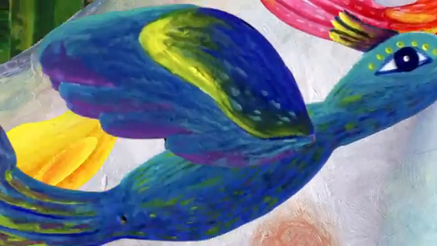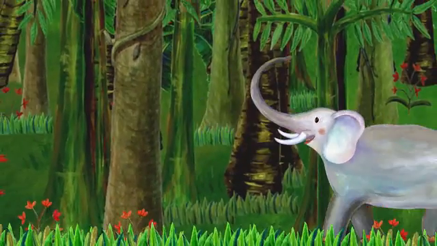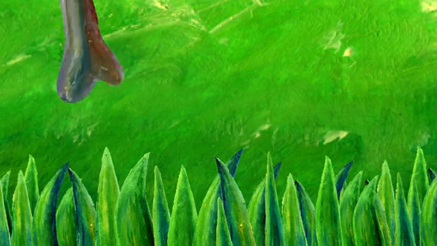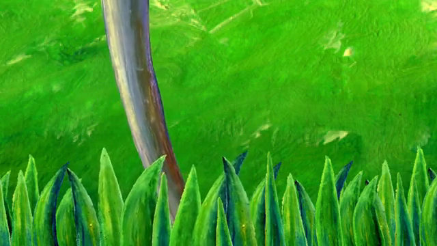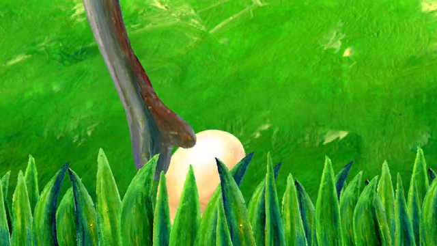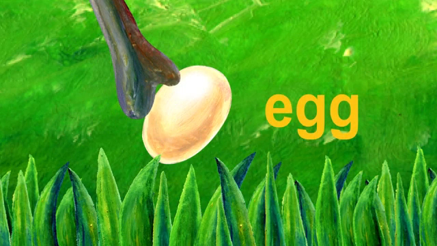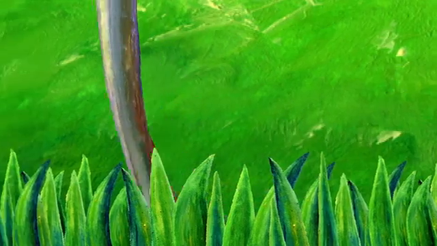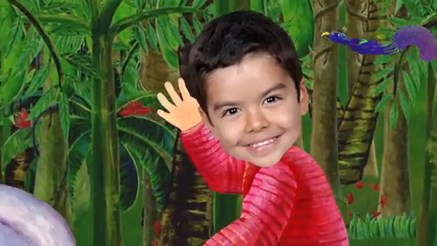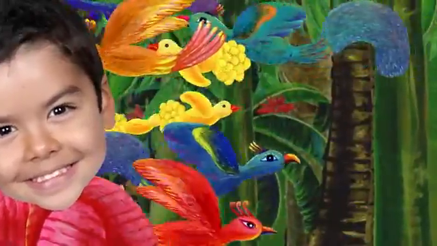When you put them together, it's an elephant. Elephant starts with E. The elephant is looking for something. What does he find? It's an egg. Egg starts with E. No, Mr. Elephant, don't eat the egg. Oh, good, Mr. Elephant. Now, who's riding the elephant? Hey, that's Ethan. Ethan's riding the elephant. Riding the elephant is so much fun.